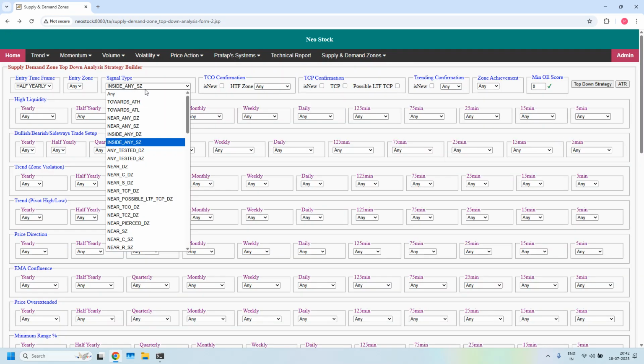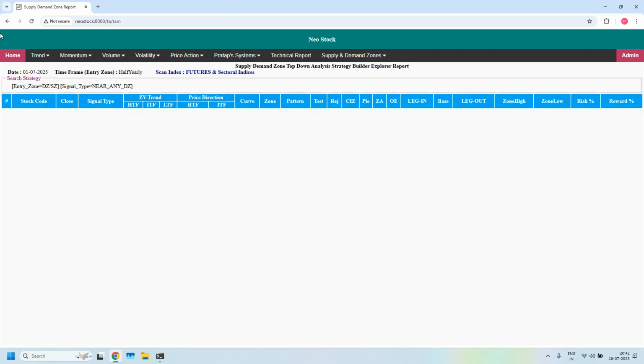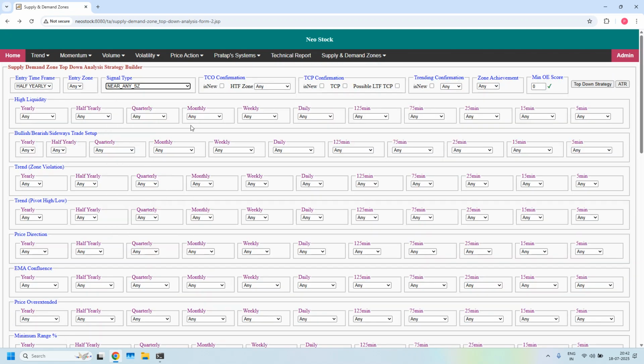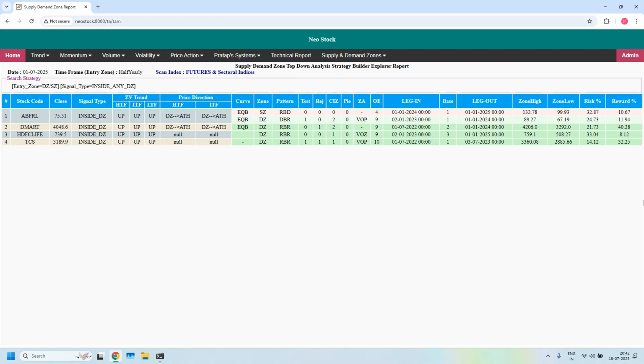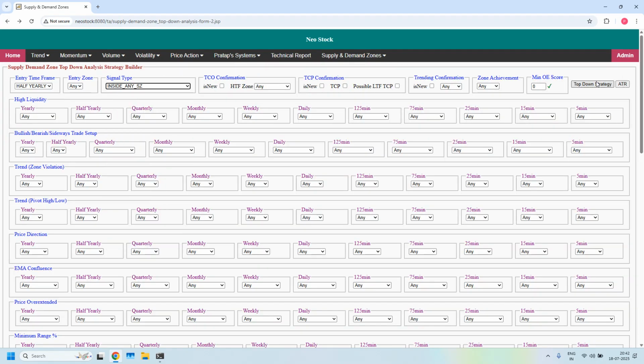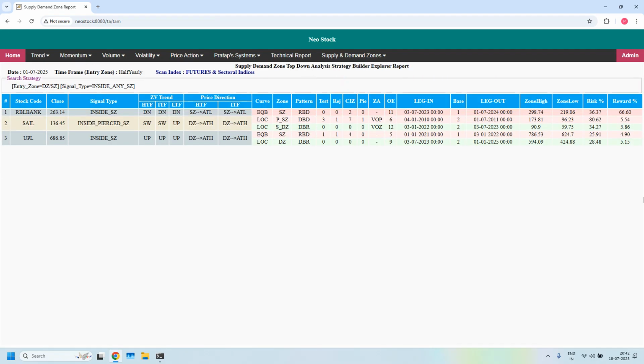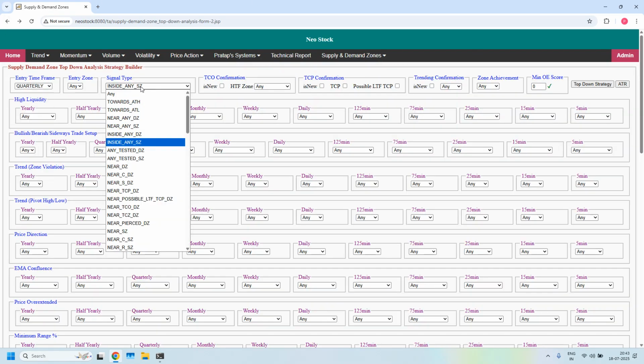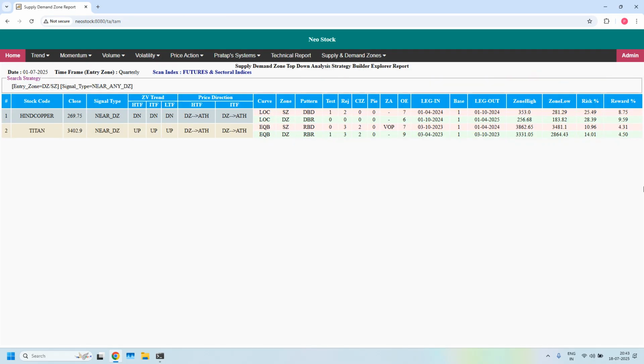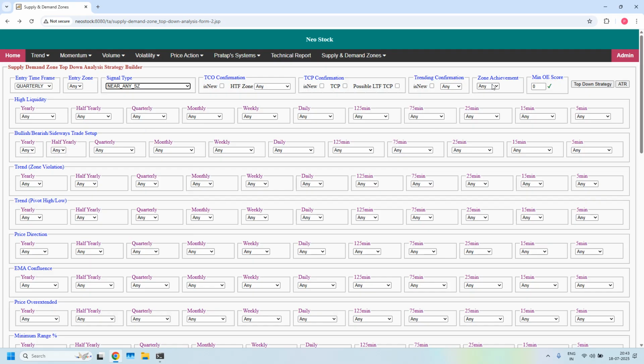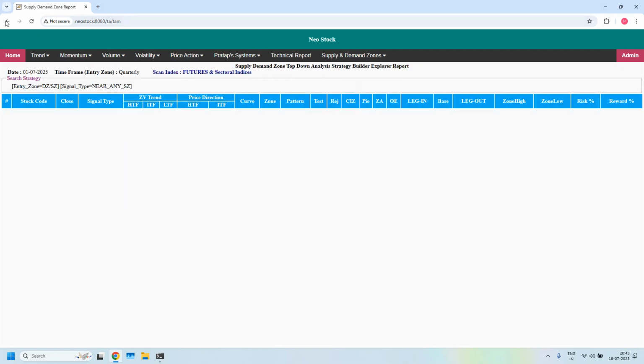Half yearly time frame, stocks near half yearly demand zone, no stocks. Stocks near half yearly supply zone, no stocks. Price closed inside the half yearly demand zone, we got 4 stocks. Next, price closed inside the half yearly supply zone, we got 3 stocks. Next time frame is quarterly, stocks near quarterly demand zone, we got 2 stocks. Next, stocks near quarterly supply zone, no stocks.